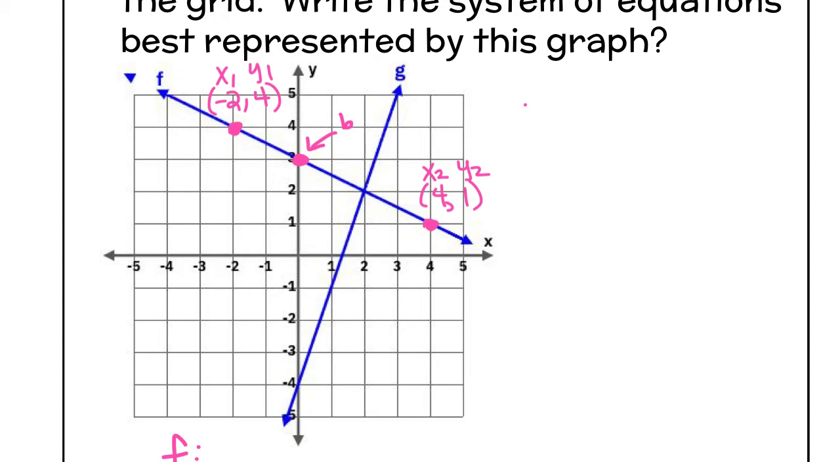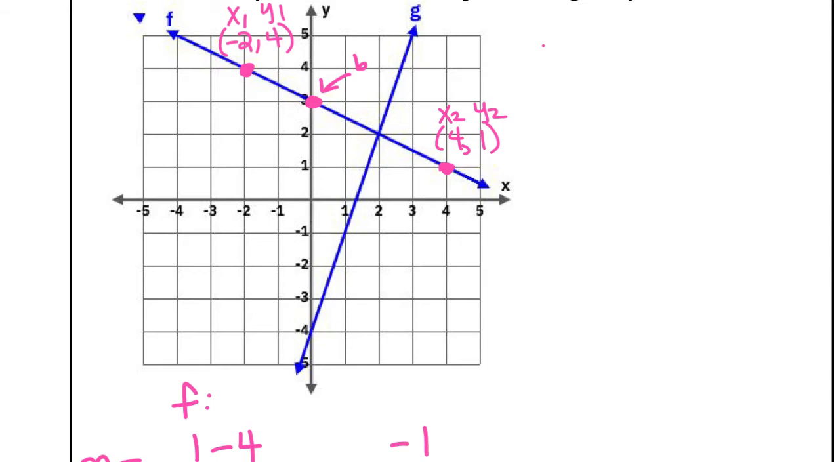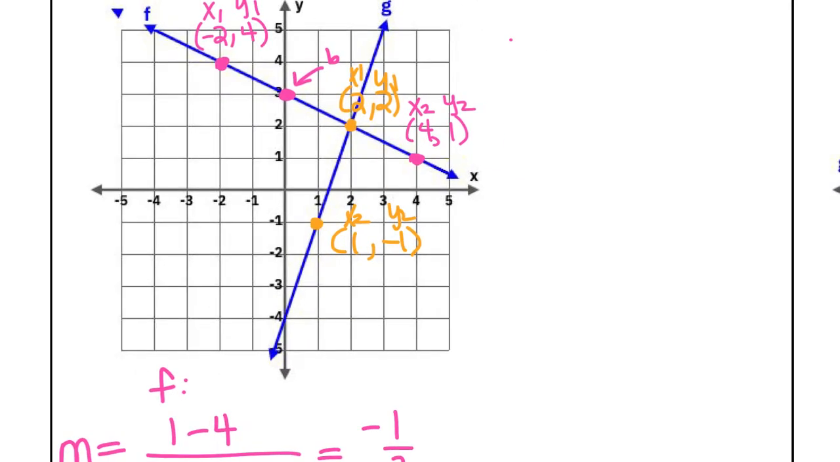So I need 2 points on that line. So taking a look, I want perfect points that are going exactly through the corner. I can use this point right here. That's the point 1, negative 1. And right here where they intersect would be a good point as well. And that's the point 2, 2. So I'm going to use this as x1, y1, and x2, y2. Let's start by finding the slope of line G.